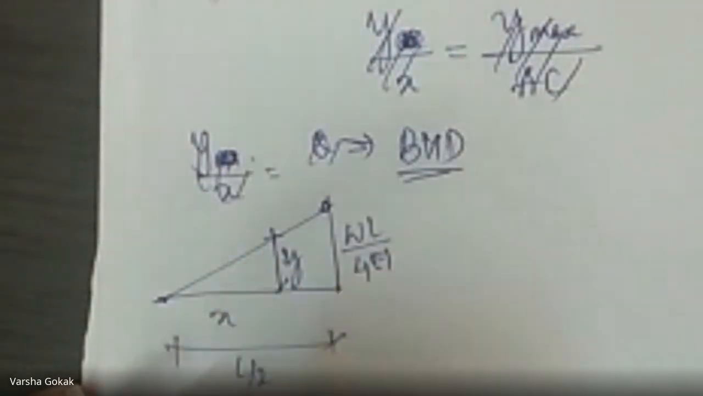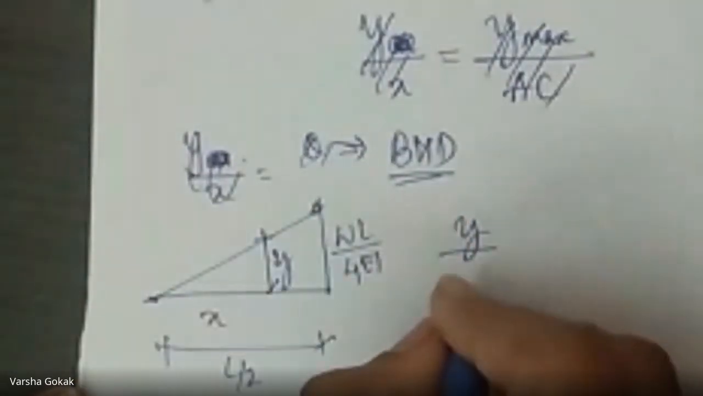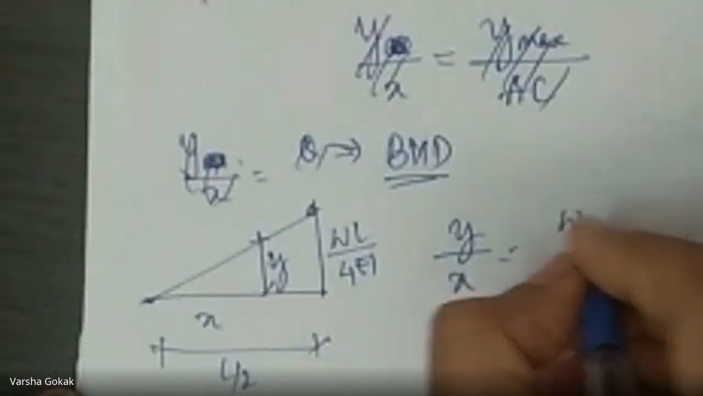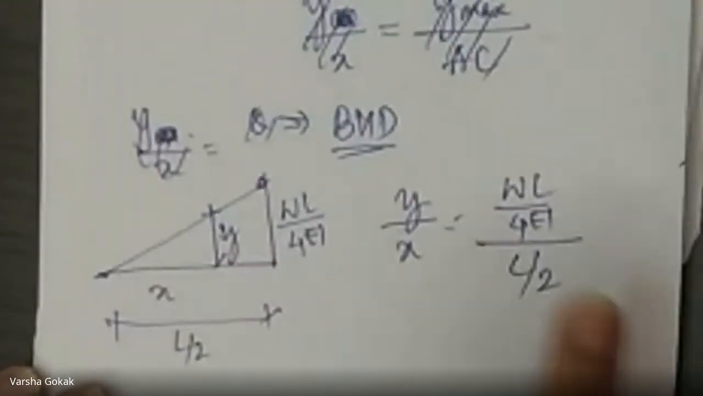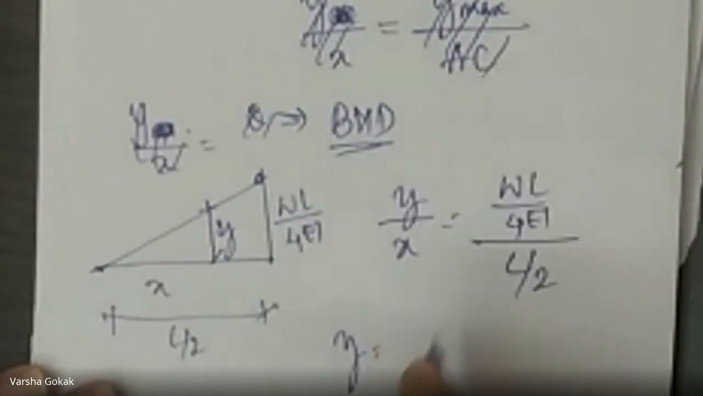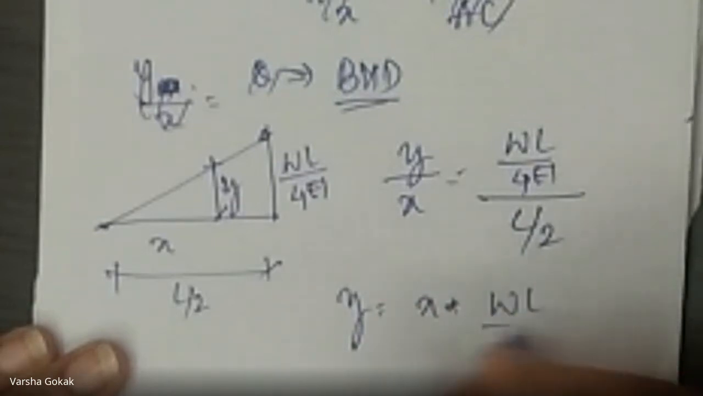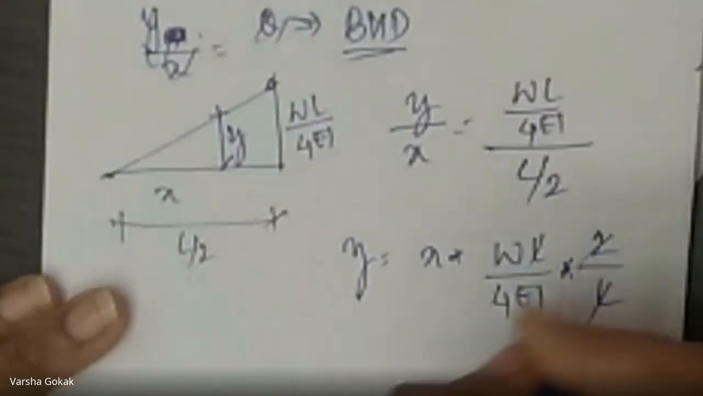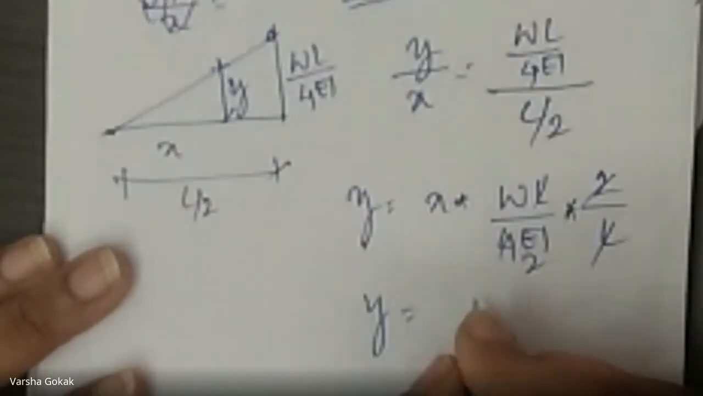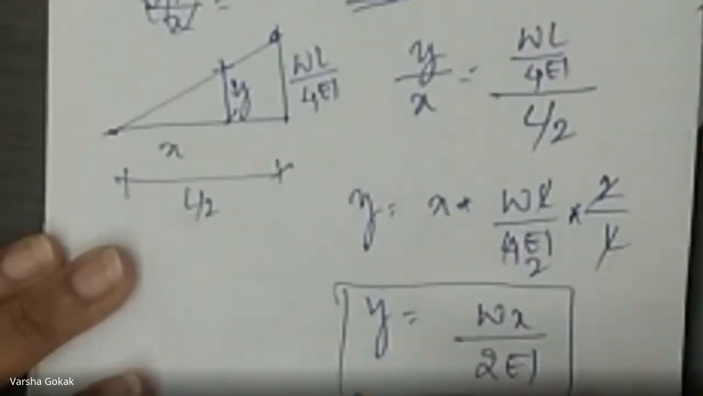So if I want to find this y, that is the bending moment at this section, I can easily get it by y divided by x is equal to WL by 4EI, the whole thing divided by L by 2. So from here, y becomes equal to what? In terms of bending moment, I can write x into WL by 4EI into 2 by L. So L goes and this 2 goes. So what is left? Y is equal to W into x divided by 2EI. What is this y? This is the bending moment at x.